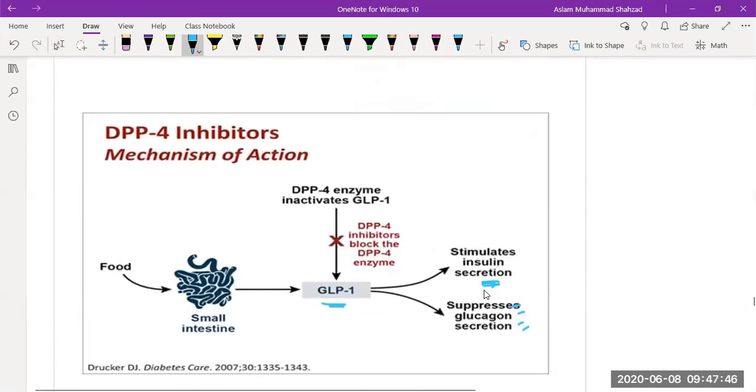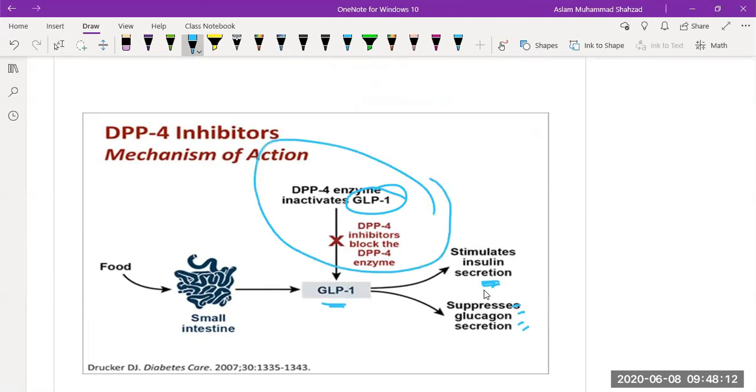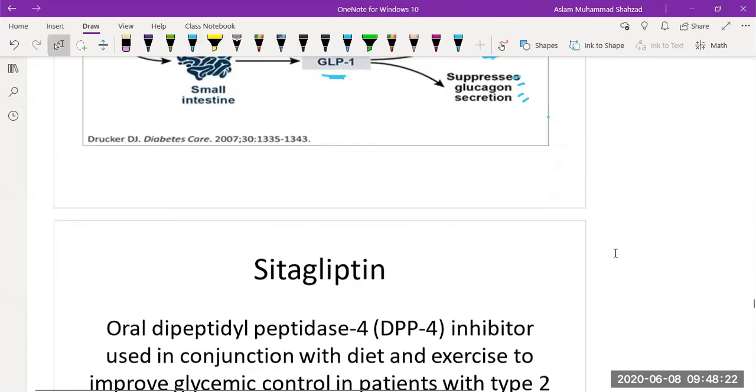These drugs are blocking that DPP4 enzyme. We mentioned that DPP4 enzyme inactivates GLP-1. So if we inactivate GLP-1, then obviously the stimulation of insulin and suppressing of glucagon will not be possible. These drugs are blocking that DPP4 enzyme, so that it further increases GLP-1 more. It will increase the production of GLP-1 and suppress the glucagon secretion. So that's how they mention the mechanism.